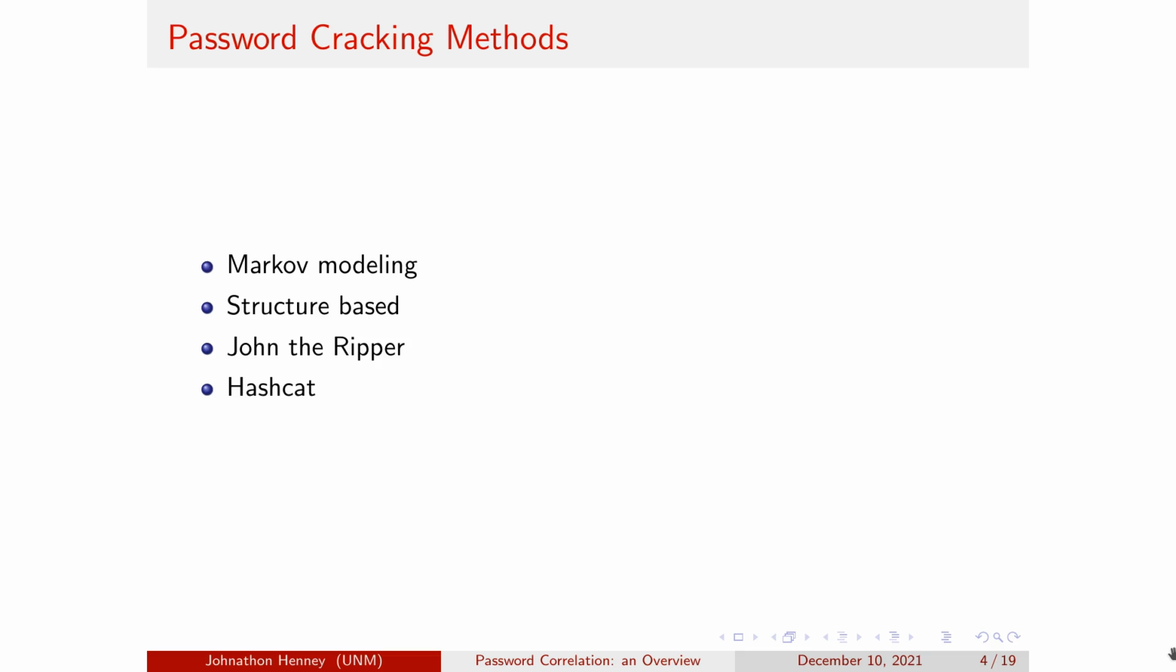So some of the ways that passwords can be cracked are known as Markov modeling and structure-based, which are two forms of algorithms that are used for password cracking. And some tools that are used are called John the Ripper and Hashcat. These are both good tools that are worth looking into.